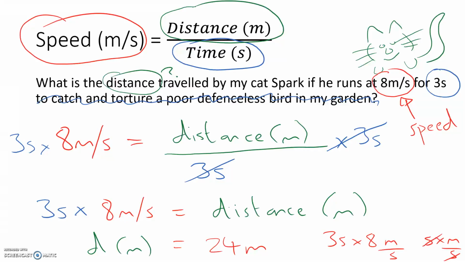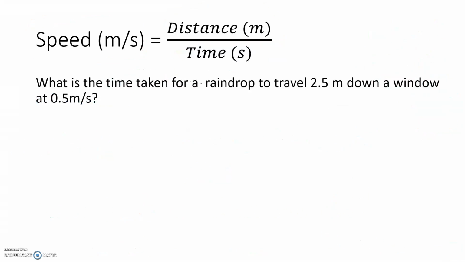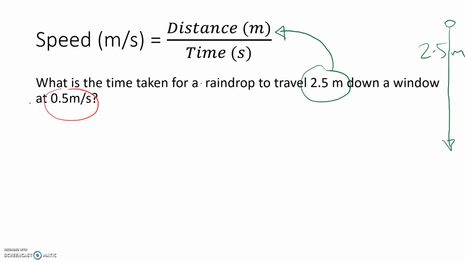Okay, let's get one more level trickier. What if our question says, still our same formula, speed equals distance divided by time. What if the question says, what is the time taken for a raindrop to travel 2.5 meters down a window at 0.5 meters per second? So we've got a raindrop, it's falling down a window, and it travels 2.5 meters. That sounds to me like a distance. And the raindrop's traveling at 0.5 meters per second.